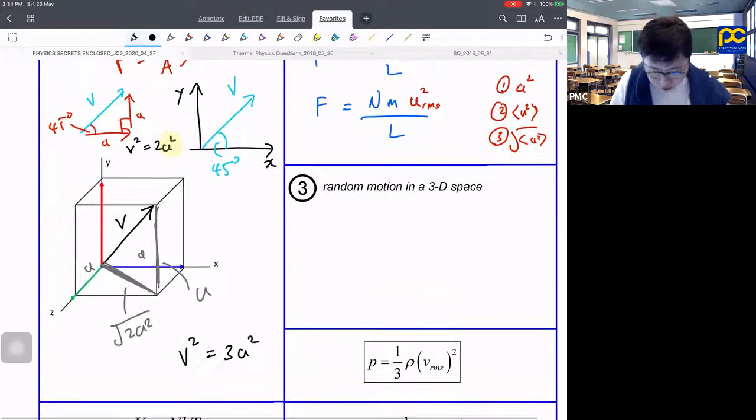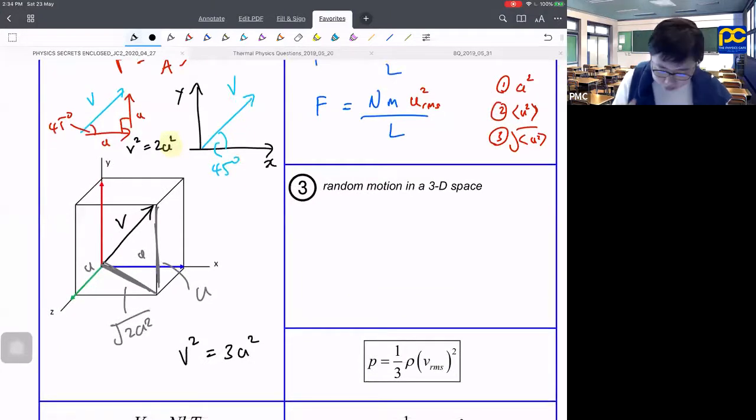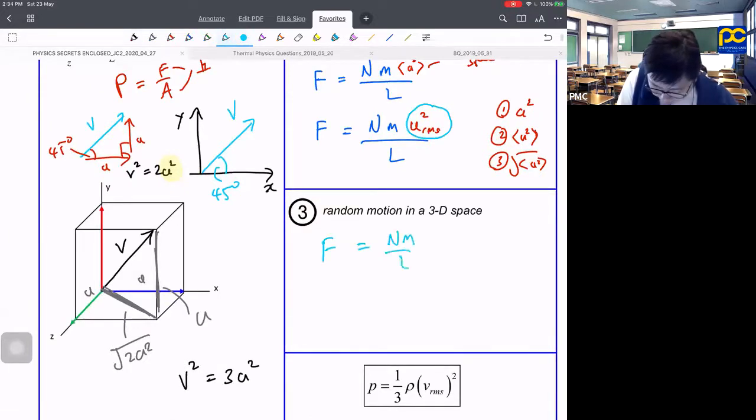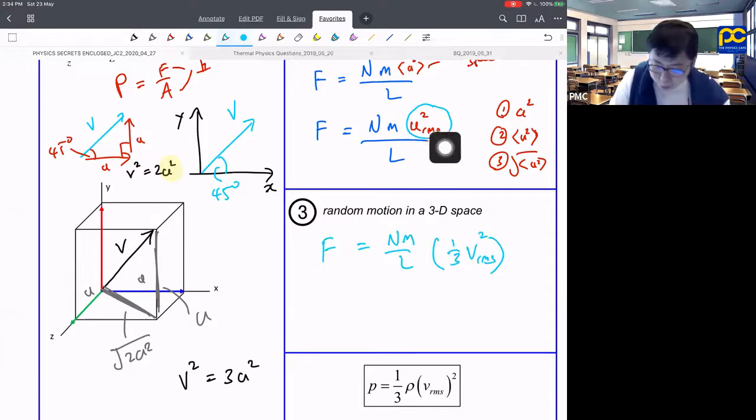So Athena, just like you were saying that I should replace it with 1/3. So this one, I just circle this out, okay? I can write it down over here. So the force is Nm/L, and you mentioned that I must replace it with 1/3. So V squared. I can replace the U with the actual velocity. This U is the horizontal component of the actual velocity of the molecule.